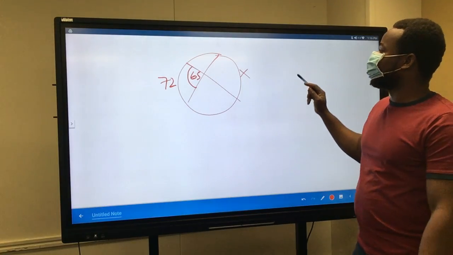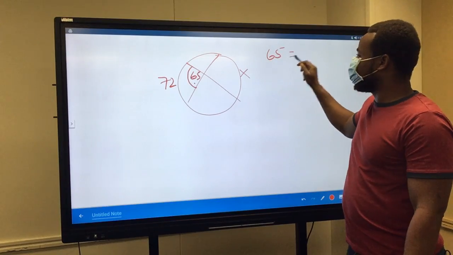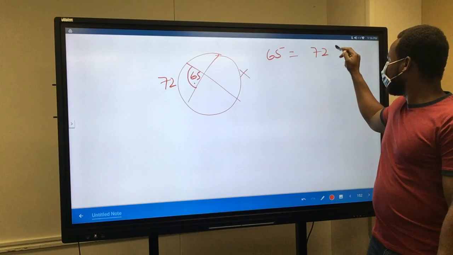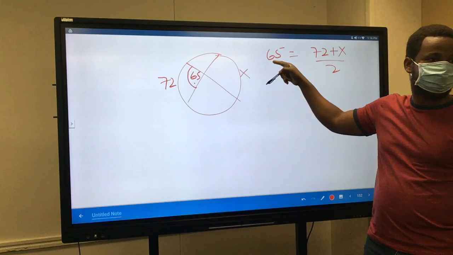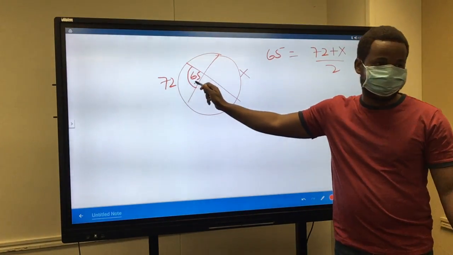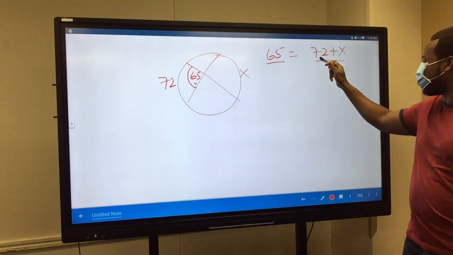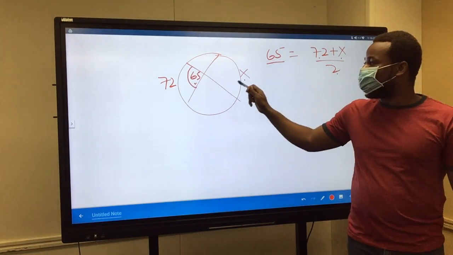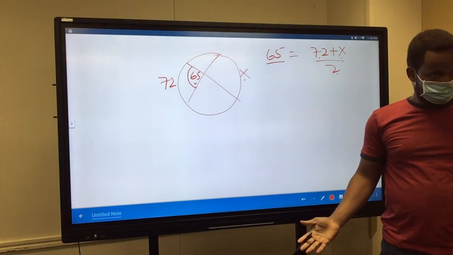So basically, we know the angle here, which gives us the outside. Add the outside and what? 72 plus x, divided by 2, should be equal to 65. Remember that? Because if they gave us these two, then we divide and get this, right? So this answer will be equal to 72 plus x divided by 2. So I'm looking for a number. When I add 72 to it and divide by 2, I'll get 65.